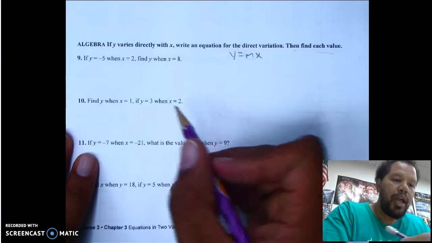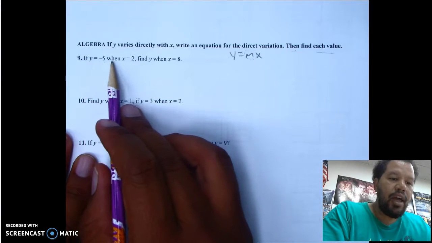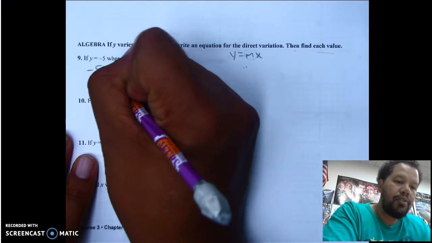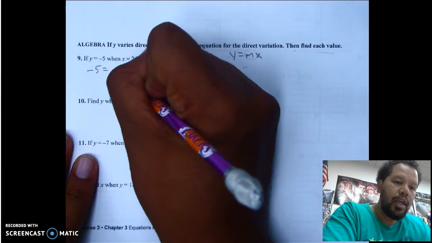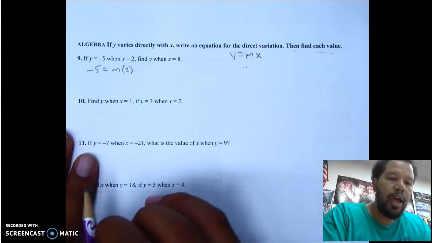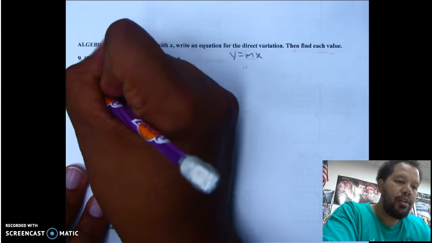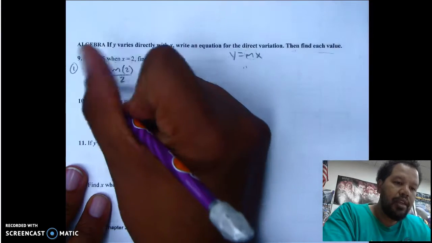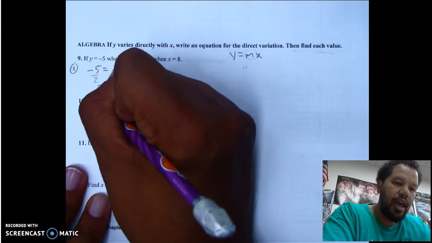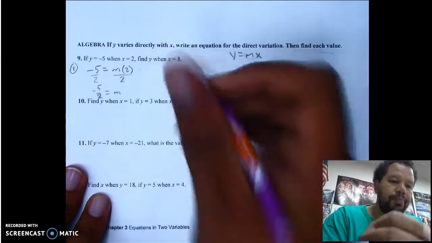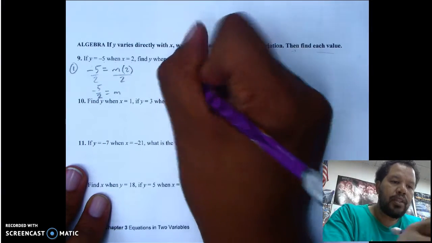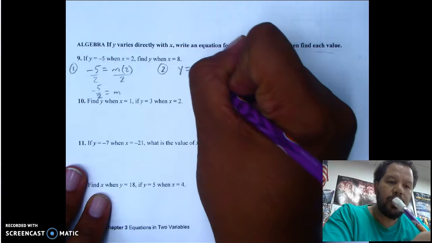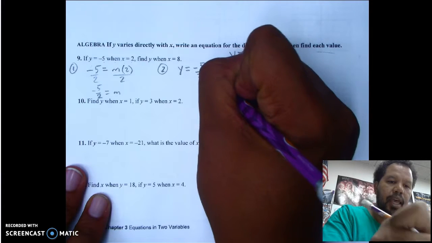So here, number 9, we have if y equals -5 when x equals 2, we're going to use that in our direct variation. So we're saying -5 equals m times 2. We want to find y when x is 8. So step 1, find m. To find m, we're going to divide by 2 on both sides, and we end up with a fraction. -5 over 2 equals m. So step 2, we're going to take that m that we found and write it as an equation. So y equals -5 over 2 times x.